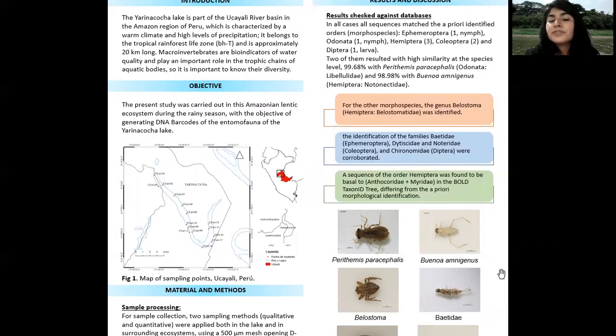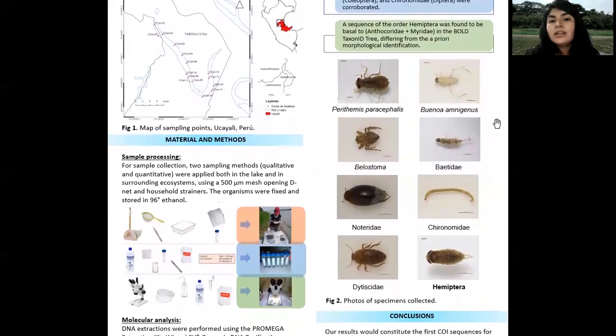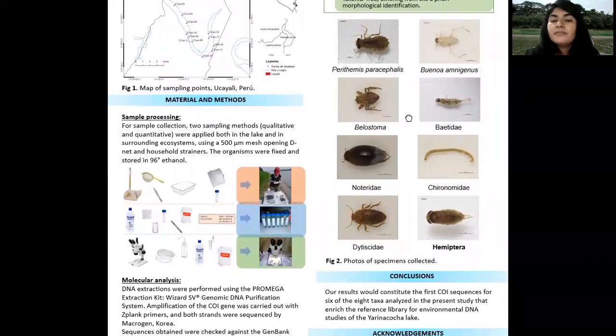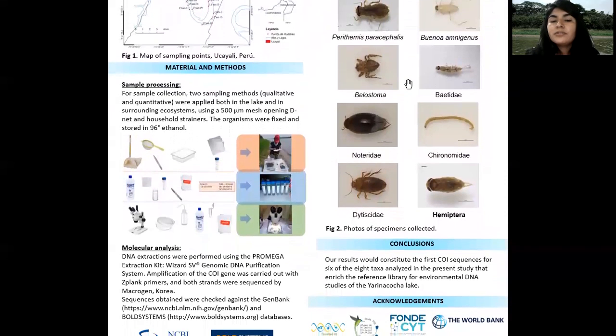Here we have some pictures of the specimens collected. On top, on the left side, we have Perithemis parzifalis, which is in nymph phase. On the right side, we have Bonoa omnigenus, which is in adult phase. Down there, we have Belostoma on the left side, which is in nymph phase, and Pyralidae, which is in the same phase.